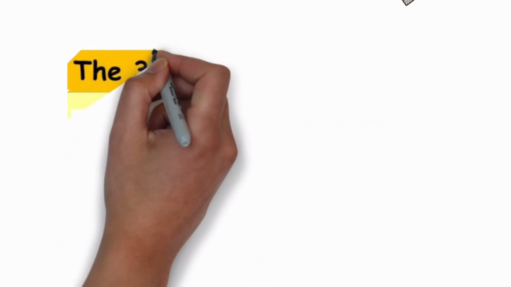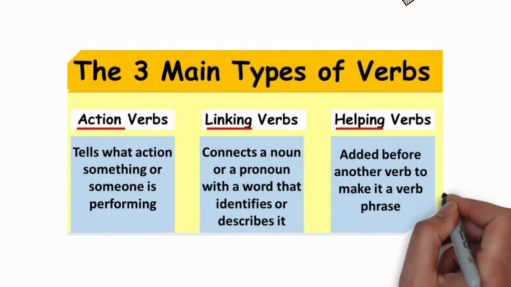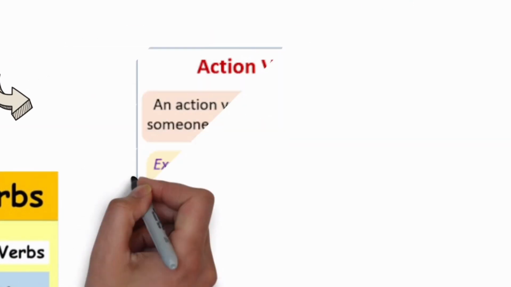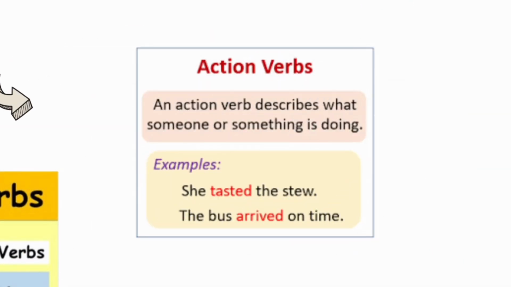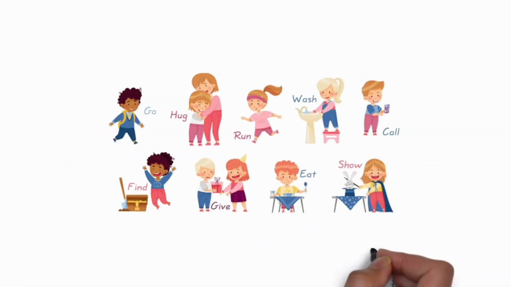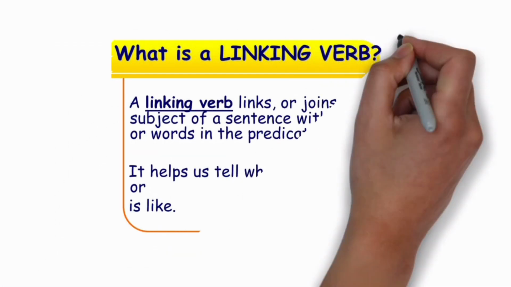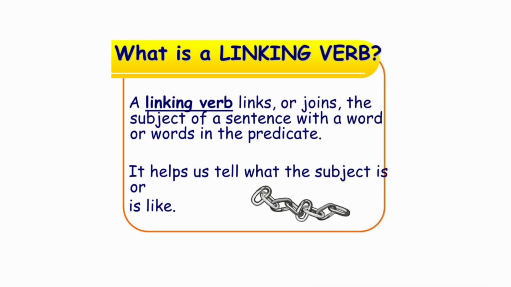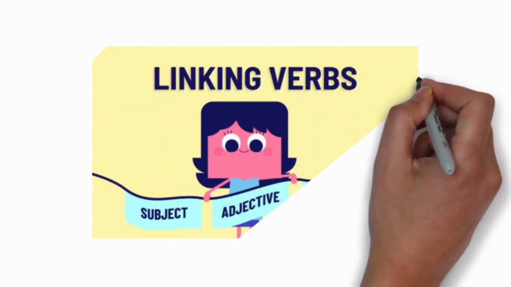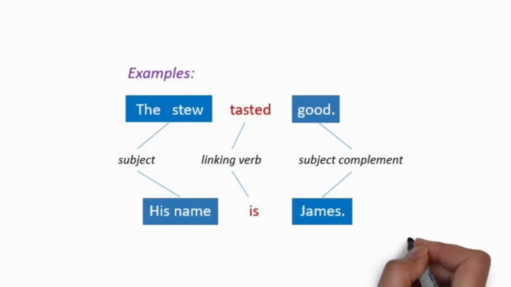Verbs can be divided into different categories, including action verbs. These describe physical or mental actions. For example, jump, laugh, and think are all action verbs. Linking verbs. These connect the subject of the sentence to additional information about the subject, such as a state or condition. For example, is, appear, and feel are all linking verbs.